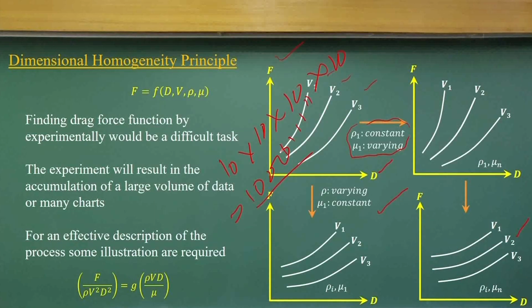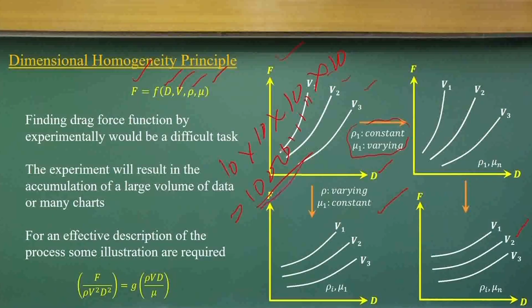But we have to look at whether there is some sort of dimensional relationship between these independent variables and the dependent variable. If we can get that relationship, we need not do these 1000 experiments. We can do a smaller number of experiments. If you do a dimensional analysis to design these experiments, you just do 10 experiments to complete this process.